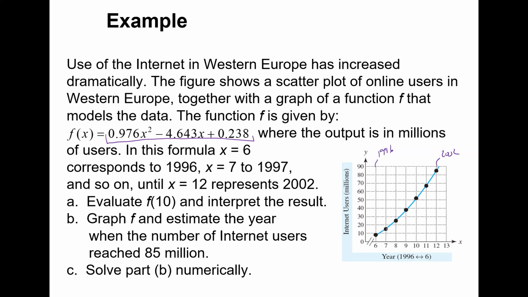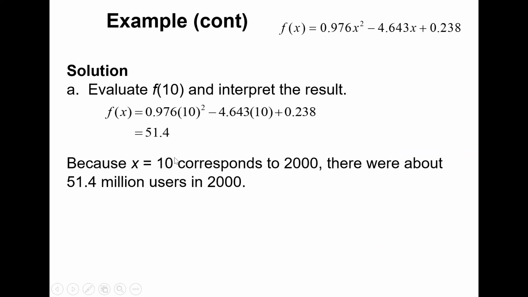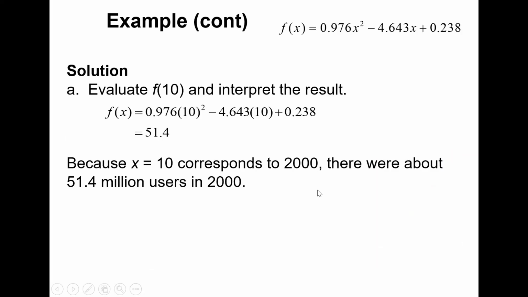All right, so f of 10, well, we've plotted it. What they've done is they've plotted these here, so we've just gone ahead and plotted it. So f of 10, that's approximately 50 some million. What we'd actually do is plug in the 10 here, add it together and get the value, and we get 51.4, and that's going to be million users. And 10 again represents 2000.